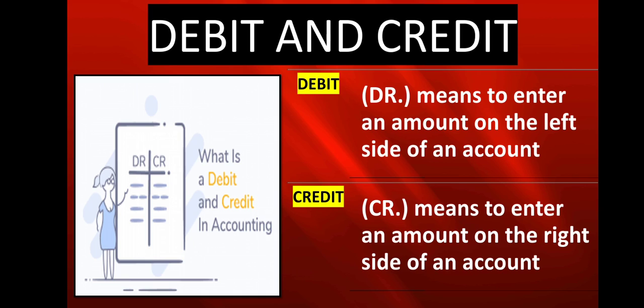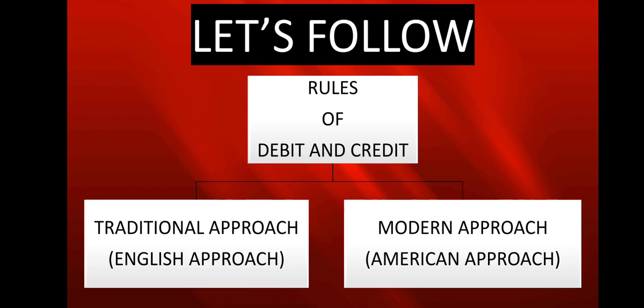When I said that we have to enter the amount on the debit side as well as on the credit side, that is the left hand side or the right hand side, we have to follow certain rules. Basically, the rules of debit and credit. The rules of debit and credit have two approaches: traditional approach and modern approach. Traditional approach is also known as English approach. Modern approach is also known as American approach.